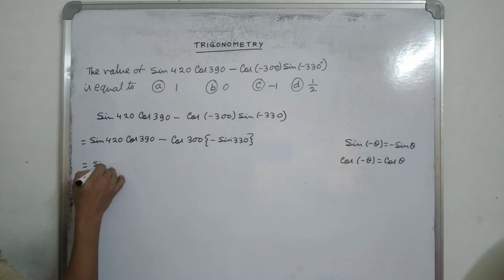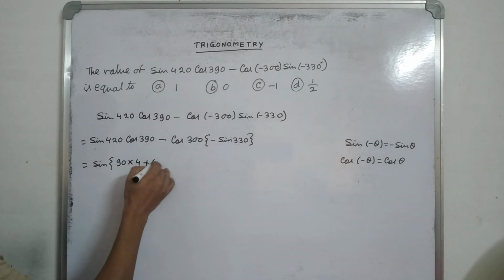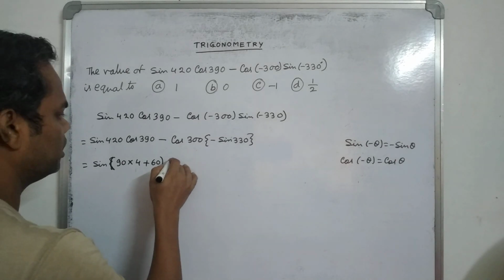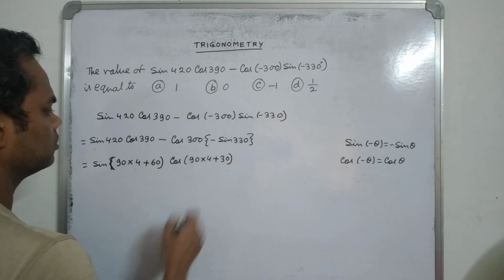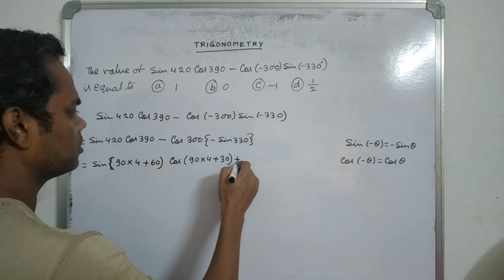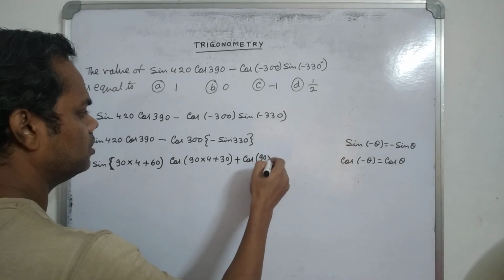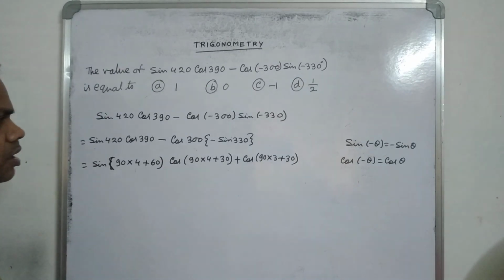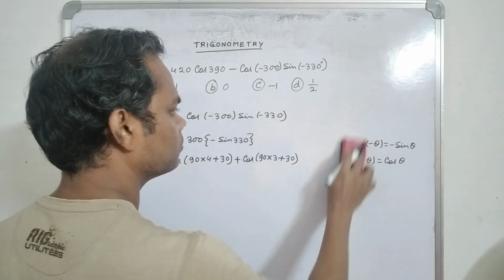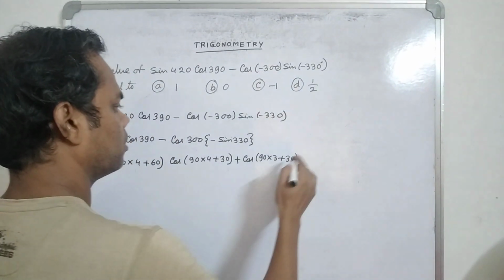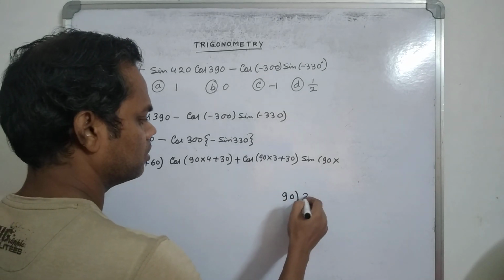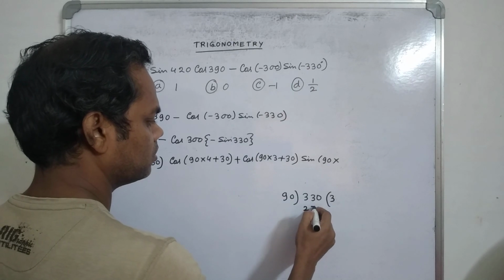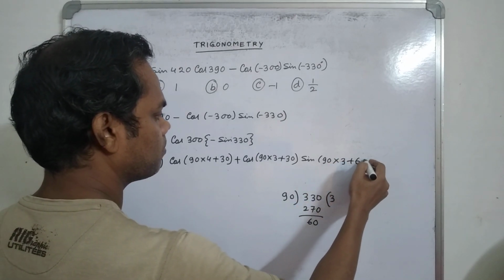Now sin 420 can be written as sin(90 into 4 plus 60), cos 390 is cos(90 into 4 plus 30), minus of minus is plus, cos 300 is cos(90 into 3 plus 30), and sin 330 is equal to sin(90 into 3 plus 60), because 90 times 3 is 270, plus 60.